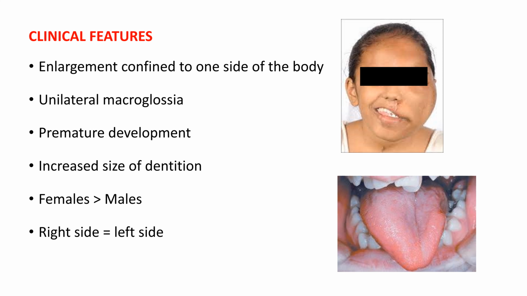Next is unilateral macroglossia. Macroglossia means there is enlargement of the tongue. So in the second picture you see there is enlargement of the tongue but only on one side. So that is unilateral macroglossia. Then premature development and increased size of dentition.